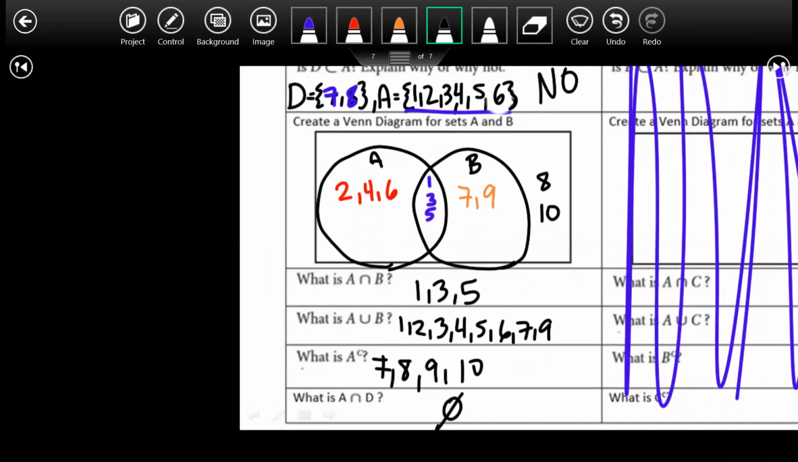Do me a favor, circle the top 2. If you want more practice, do the rest of them. You can just do the first 2.